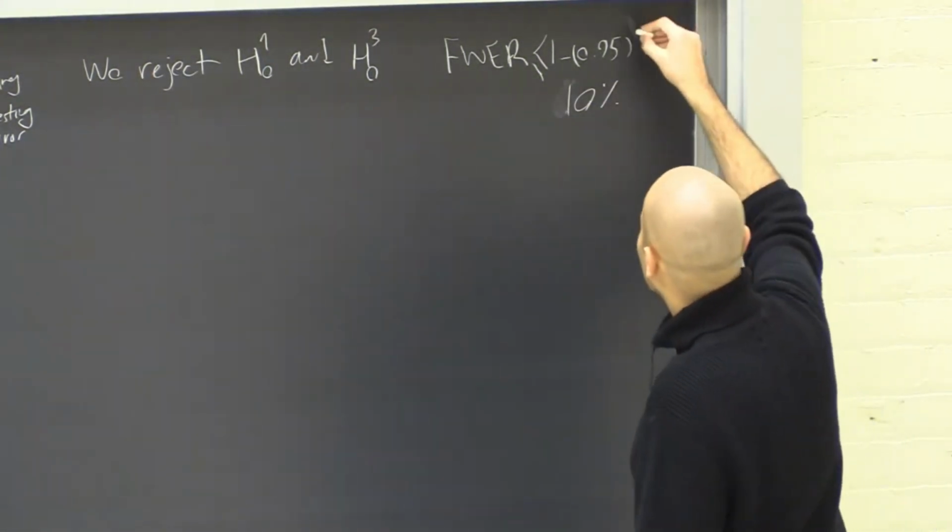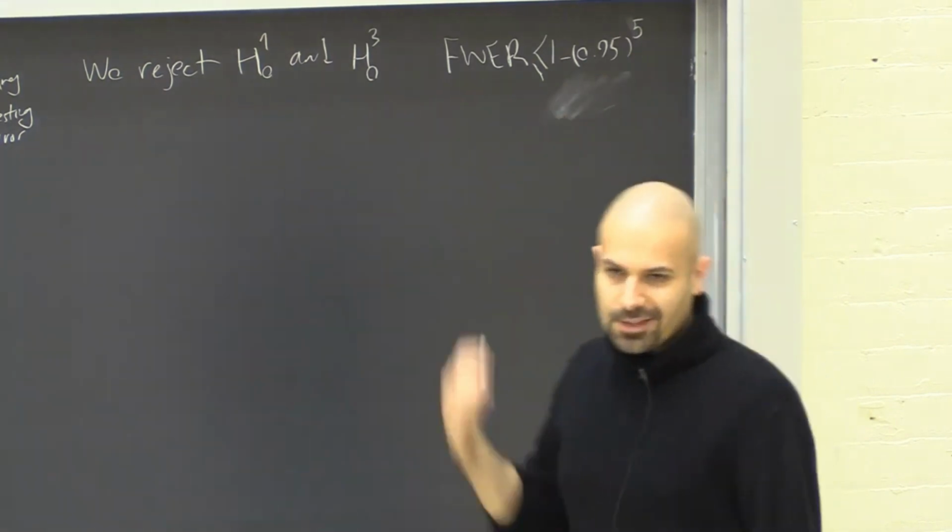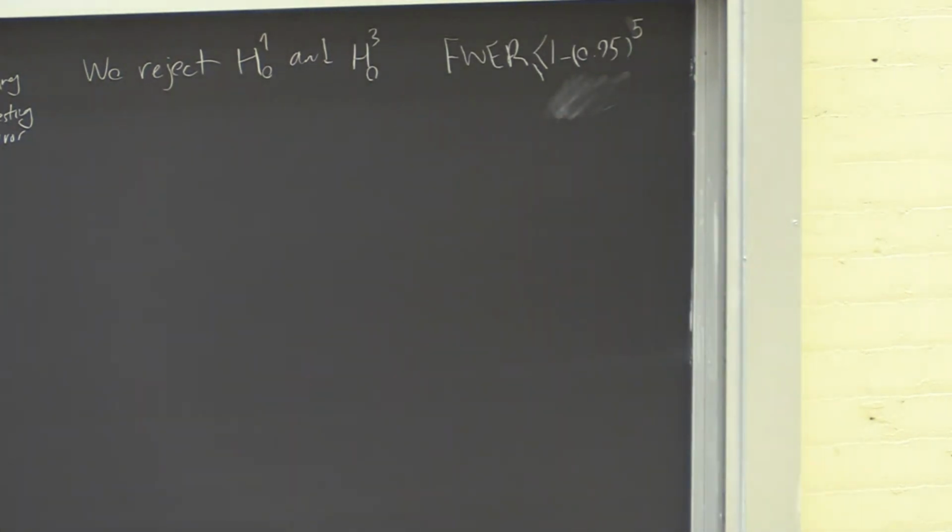Sorry, it's to the power of 5, which is even worse. Can someone just calculate this number? 0.95 to the power of 5 gets much smaller, therefore our error gets much larger. Do you have it? 0.226.